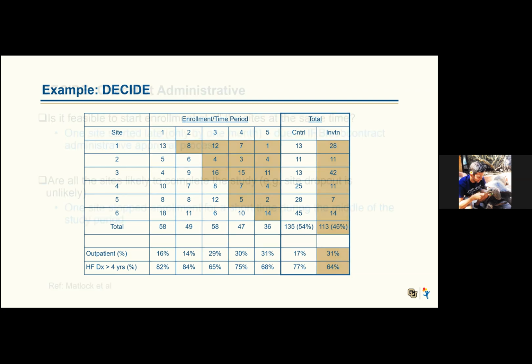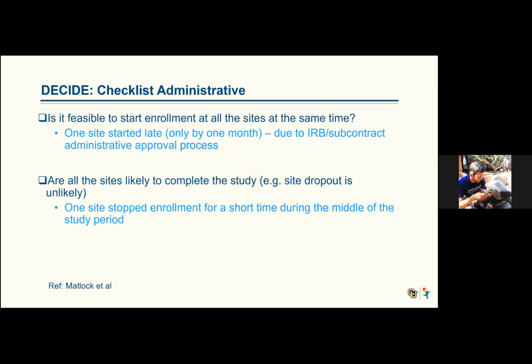So going back to the checklist, starting all the sites at one time, we did have one site that started late, but only by 1 month. And it didn't result in any of those cells having zero accrual. So the time period for each one of those steps was longer than 1 month. So that didn't turn out to be a big issue, but it could have been.